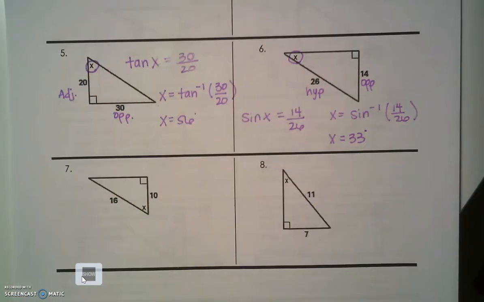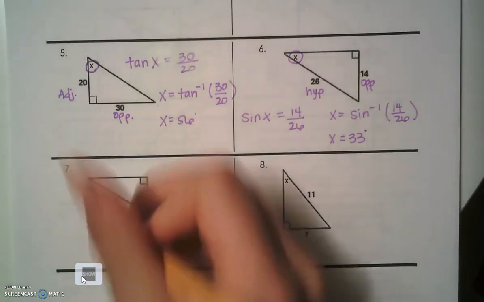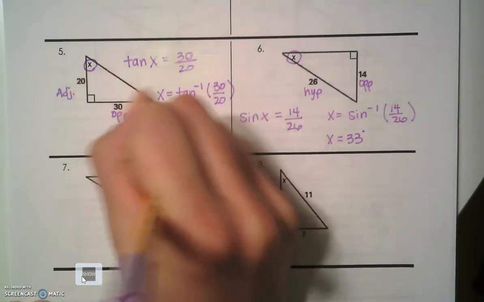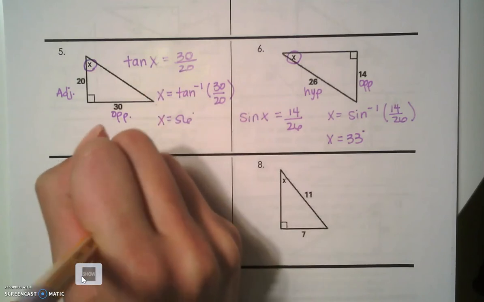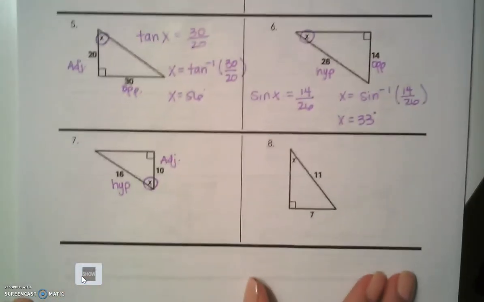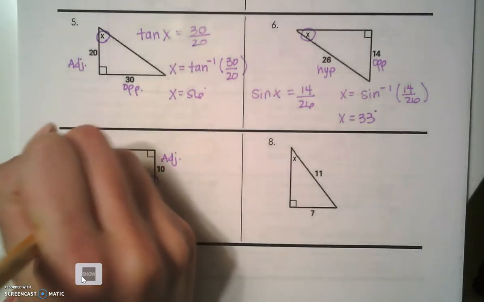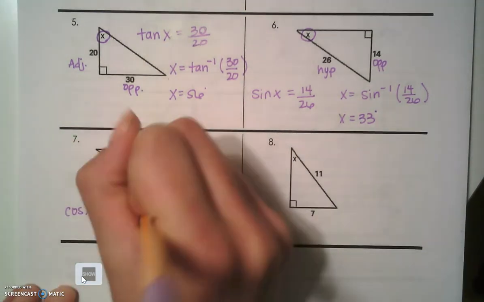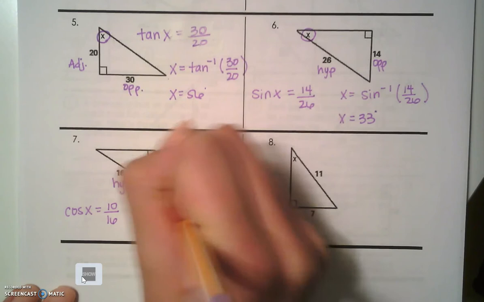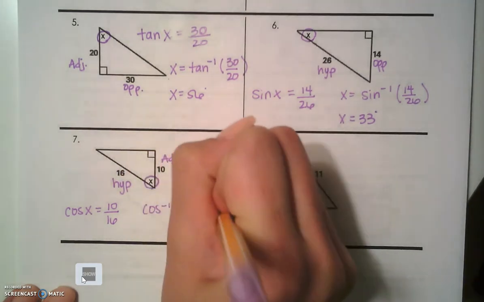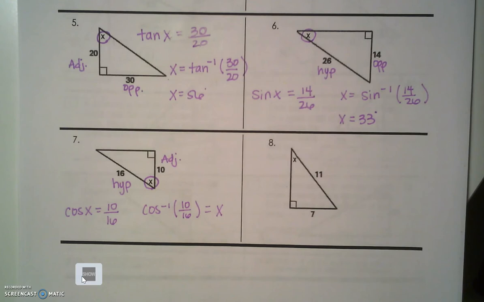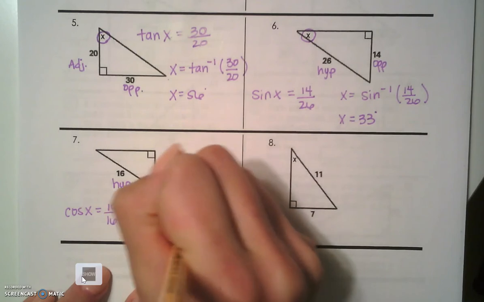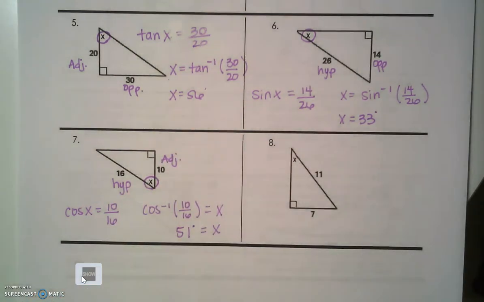So let's look at number 7. Let's continue these examples. I still start with that angle measure I was given. This is the adjacent side and the hypotenuse. So that tells me I have a cosine function. So cosine of x is equal to the adjacent over the hypotenuse. We'll use that inverse function. So cosine inverse 10 divided by 16. I get x equal to 51 degrees, if we round to that nearest whole number.